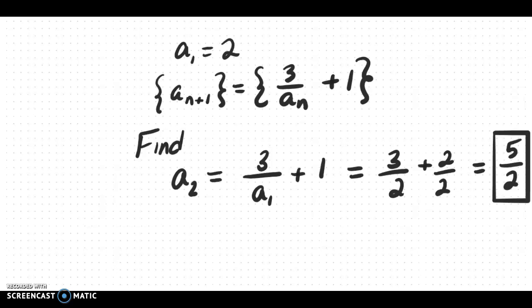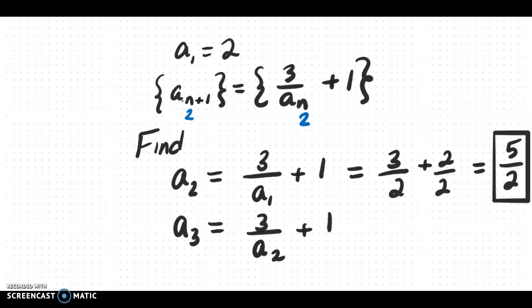The third term would be defined as 3 over the previous term plus 1. Because how do I know that that's the previous term? If I want the third term, that would mean my n has to be 2 in order for this subscript to be 3. So my n is 2. So this subscript would be 3.